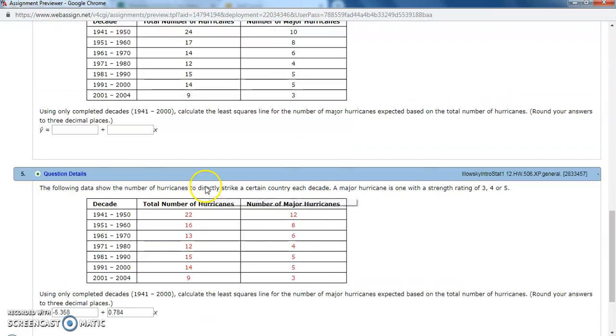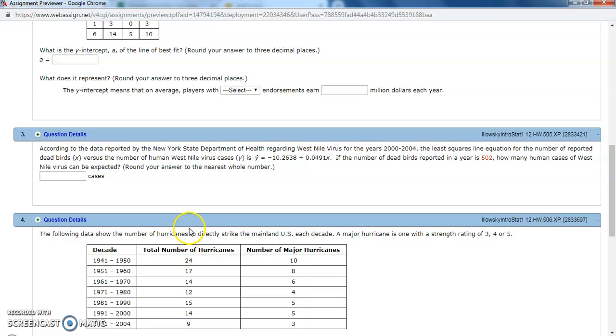And same thing with this one. So for here, if the number of dead birds reported in a year is 502, x stands for the number of dead birds. So you're going to put 502 in for x. And you're going to use a calculator. And what you're going to put in the calculator is negative 10.2638 plus 0.0491, and then for x, you're going to put 502. And you get 14.38, round to the nearest whole number, so it's going to be 15.